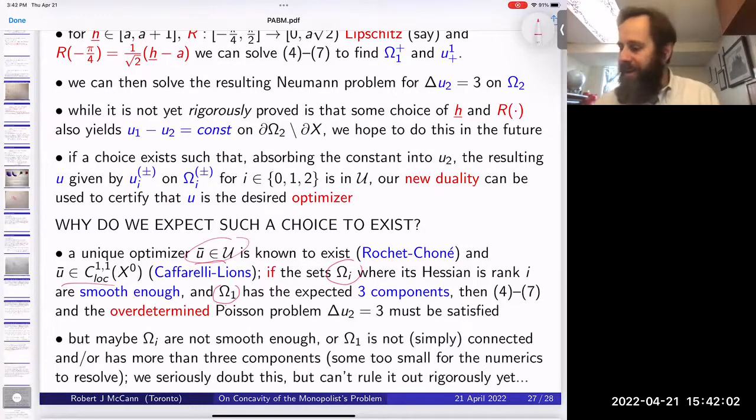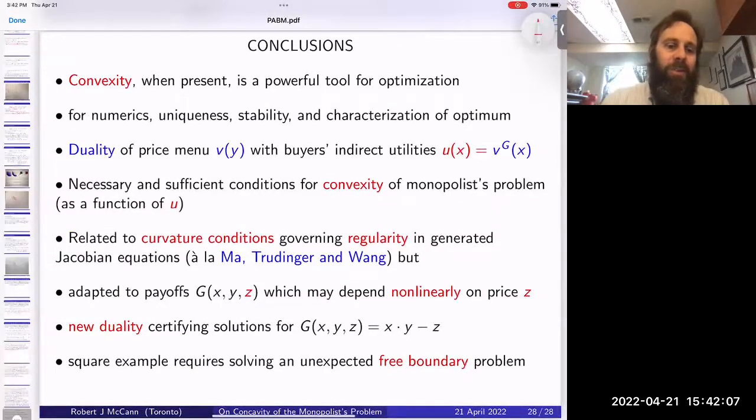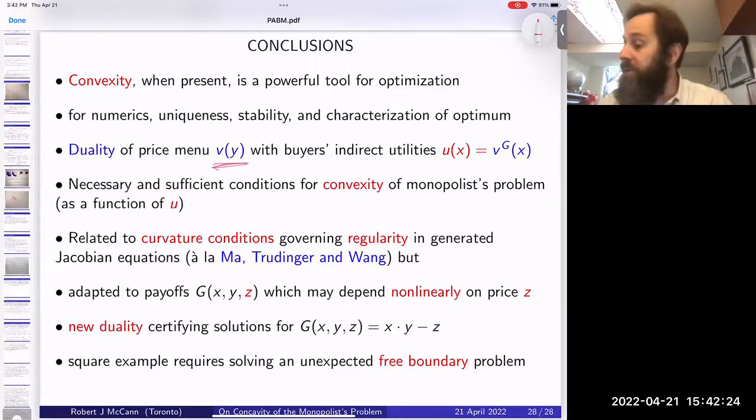All right, so I think I've basically come to the end of my talk. I have a slide of conclusions. So the conclusions for the first half of the talk are that basically whenever you have convexity or concavity in an optimization problem, that's a powerful tool both from the numerical and theoretical point of view for addressing things like uniqueness and stability and characterizing the optimum. And under this duality between the price menu and the indirect utility to agents, we're able to give necessary and sufficient conditions for convexity of the monopolist problem.